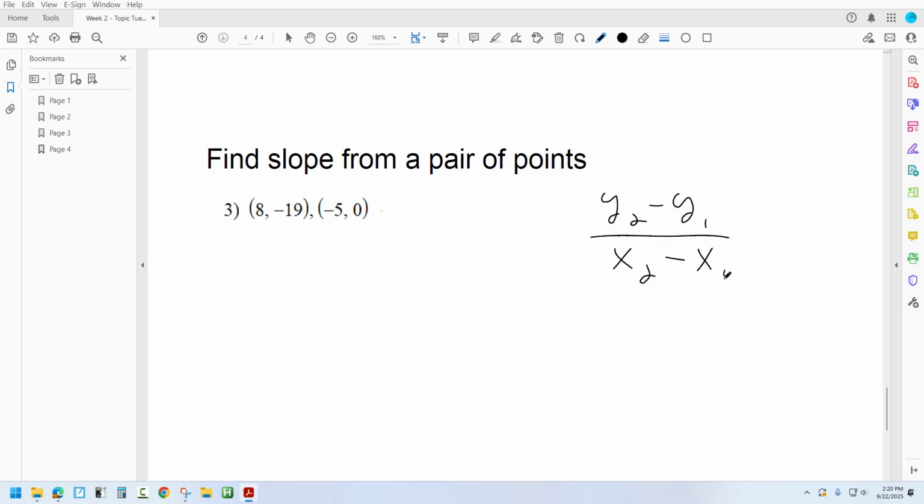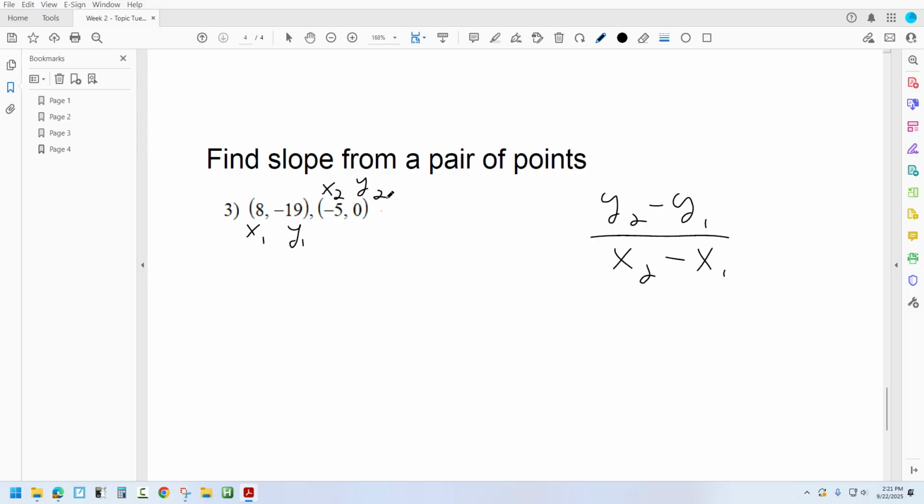Let's start with the 8. Out of these 4, what's the 8 going to be? X1. Yep, that's going to be your X1. How about the negative 19? Y1. Perfect. How about the negative 5? Yep, that's your X2. And what about the 0? Y2. That's your Y2, good.